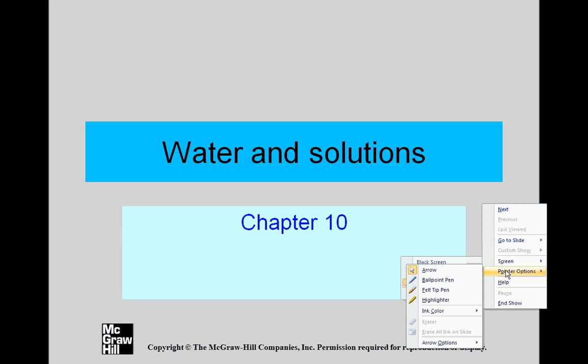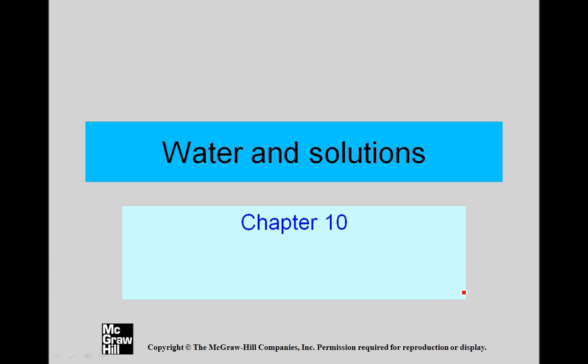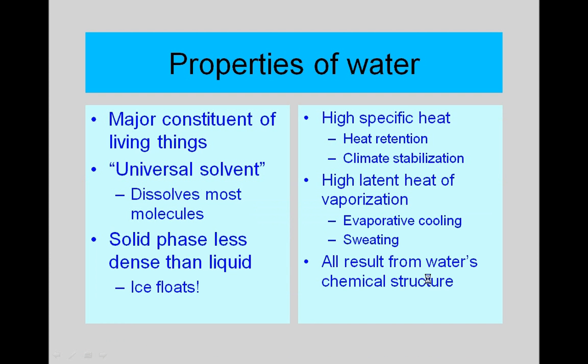Begin. All right, so today we have Water and Solutions, Chapter 10. First, starting out with, what are the properties of water? Water is a major constituent of living things. That just means that water is what most things are made of. In humans, we are 60 to 70% water.